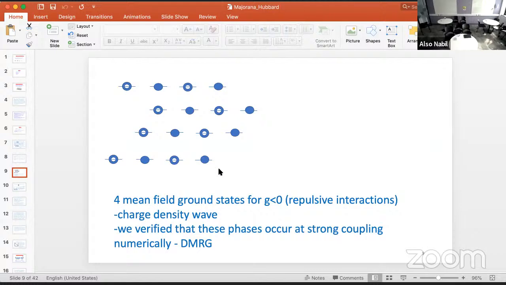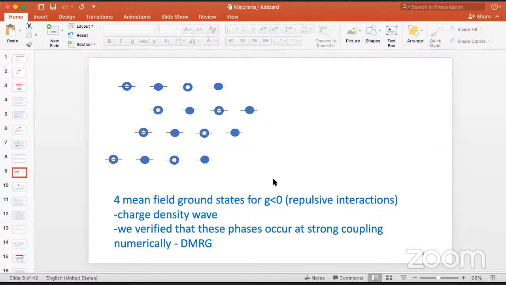Okay. So for negative g, which is repulsive interactions, there are actually 4 mean field states, because now when we form the Dirac fermions, they want to basically go into a charge density wave, alternating empty and filled. There are 4 states because we can pair up Majoranas 2 ways to form Dirac fermions, and then we can do empty and filled two different ways. So we get 4 mean field states. And remarkably, we've confirmed that these are the ground states at large enough negative g. This is a charge density wave. We verified all of this using DMRG.